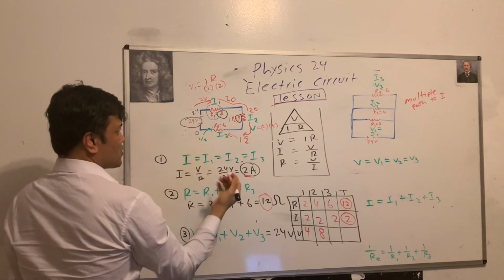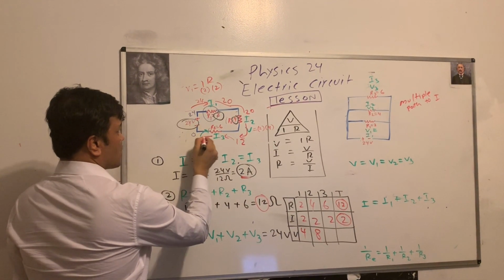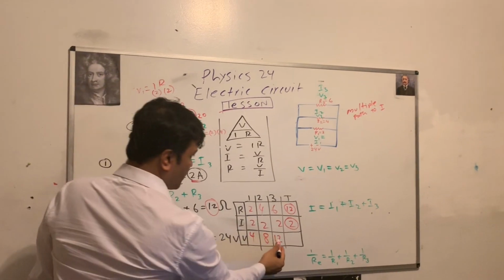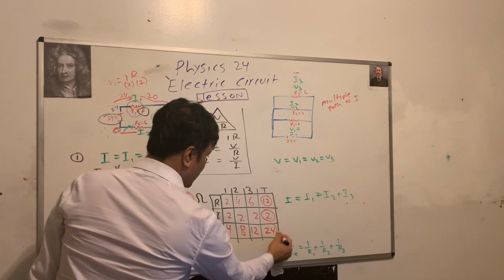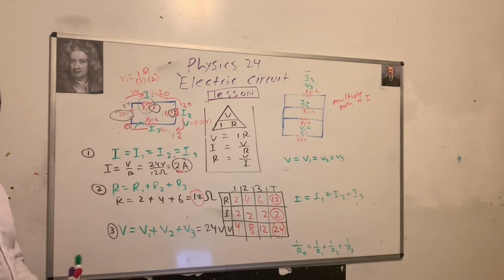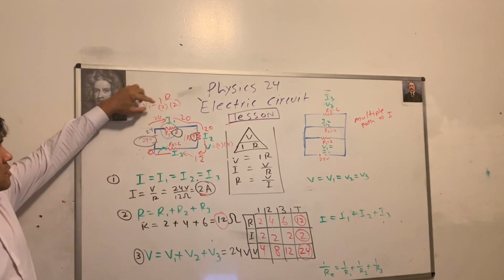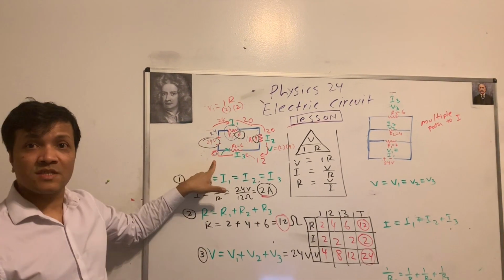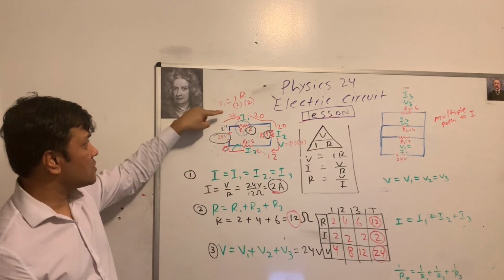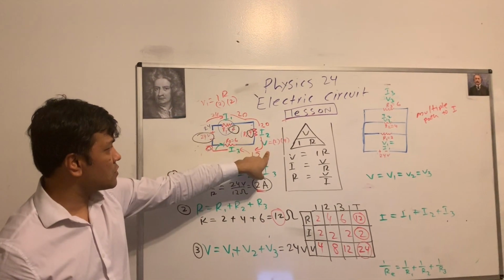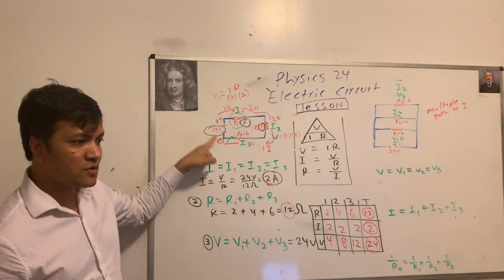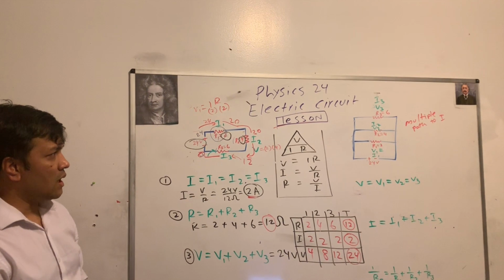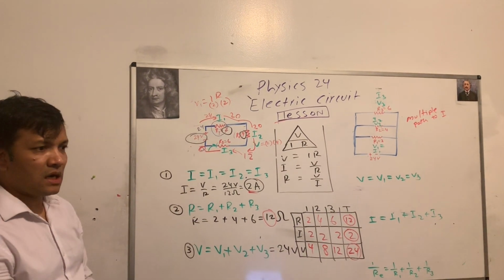This one gets 12. How much does this one consume? 12. So how much comes out? 0. So voltage drops from 24 to 20 to 12 to 0. This is called voltage drop. Okay, now let's do the other one.